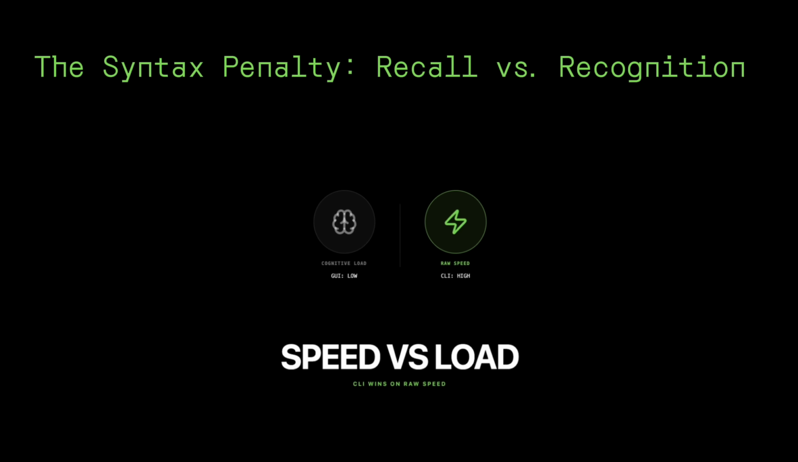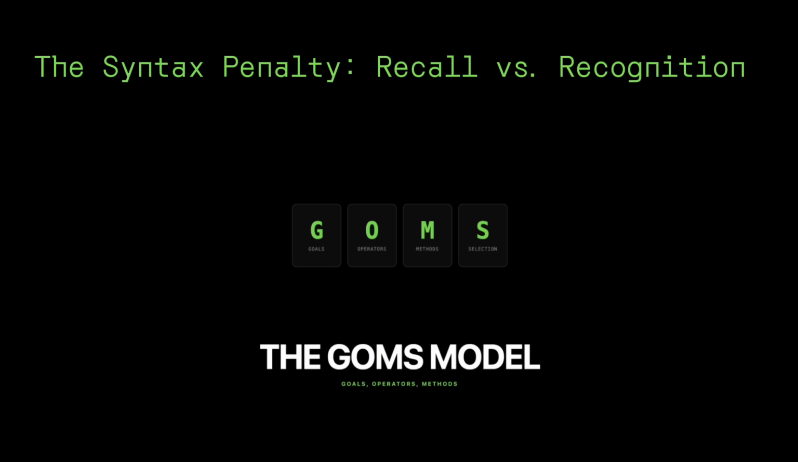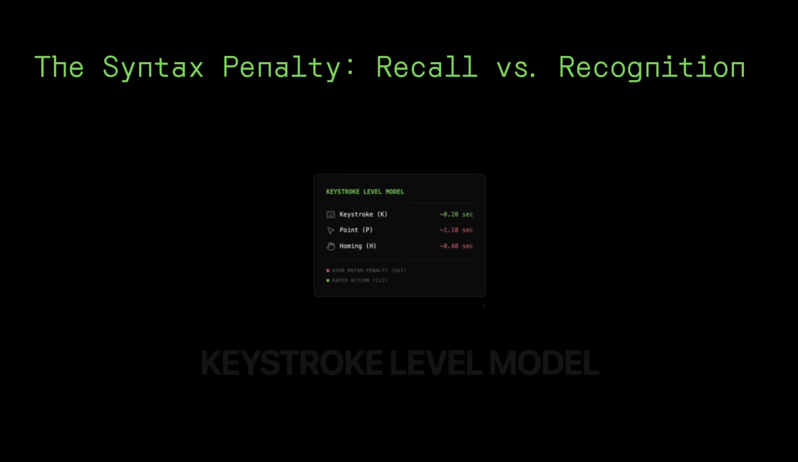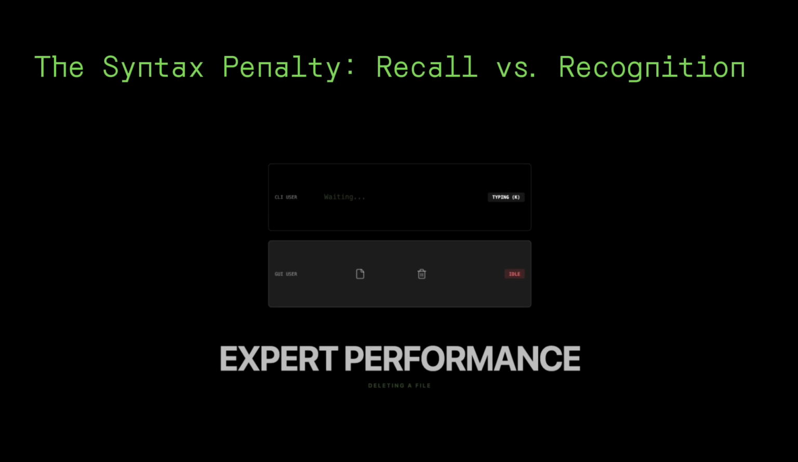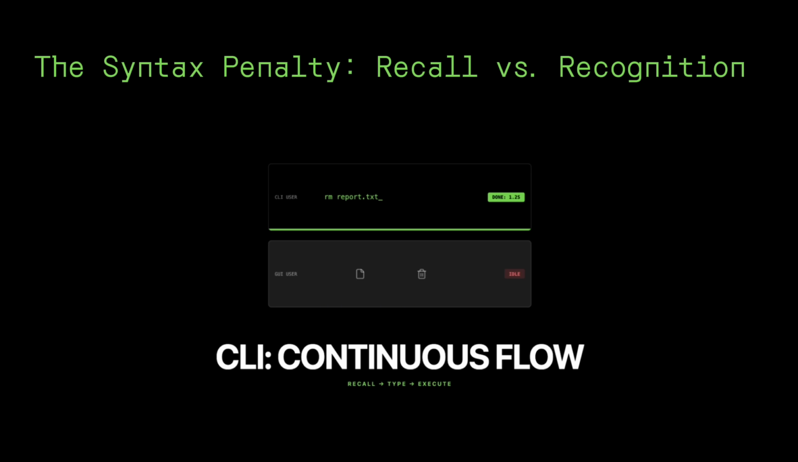Now, while the GUI minimizes cognitive load for beginners, the CLI often wins on raw speed for experts. This trade-off can be quantified using the GOMS model: goals, operators, methods, and selection rules, which is a framework developed to calculate human performance in human-computer interaction. A specific derivative of GOMS, the keystroke level model, or the KLM, assigns time values to specific actions. And according to it, when the same task is examined at the level of expert performance, the outcome becomes clear.